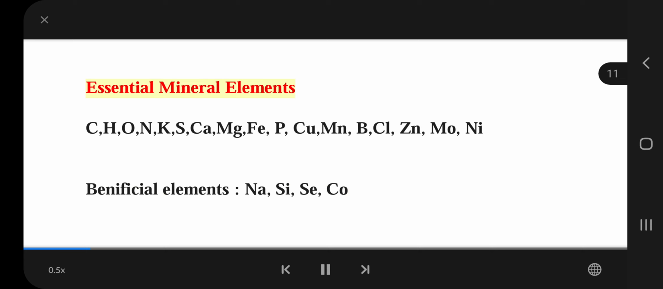Essential mineral elements: C, H, O, N, K, S, Ca, Mg, Fe, P, Cu, Mn, B, Cl, Zn, Mo, Ni. Beneficial elements: Na, Si, Se, Co.